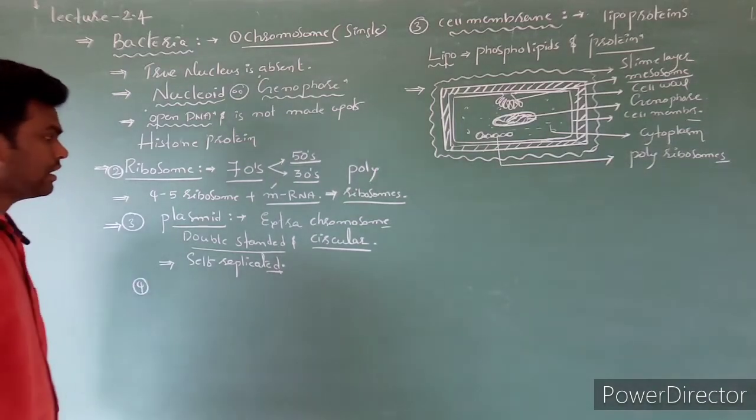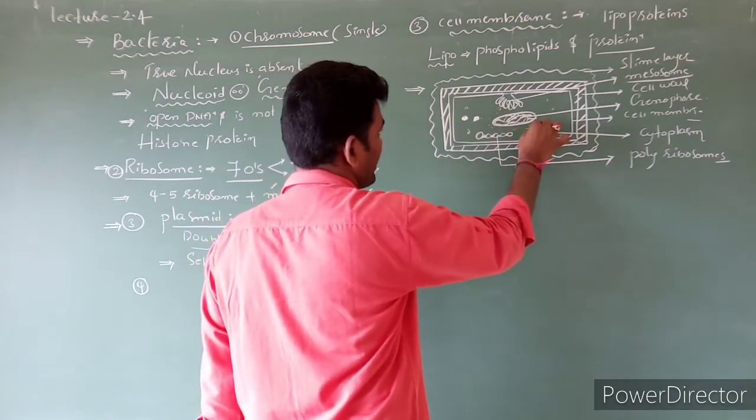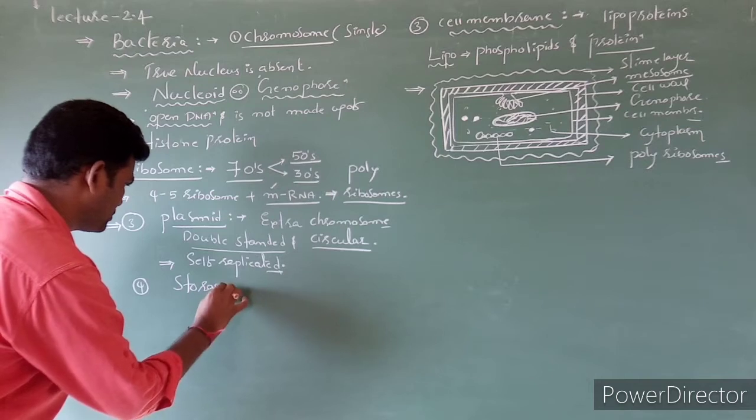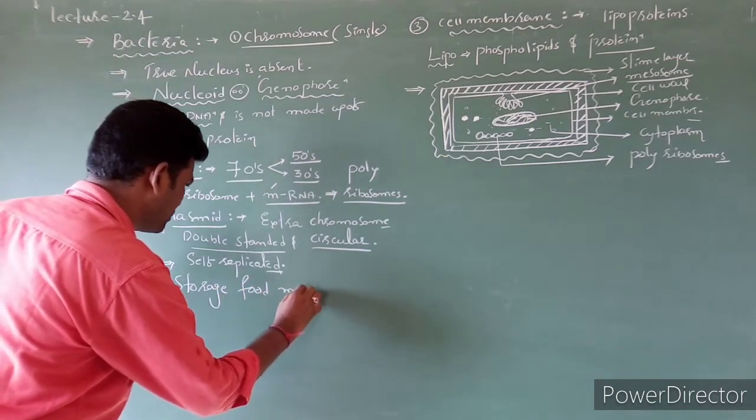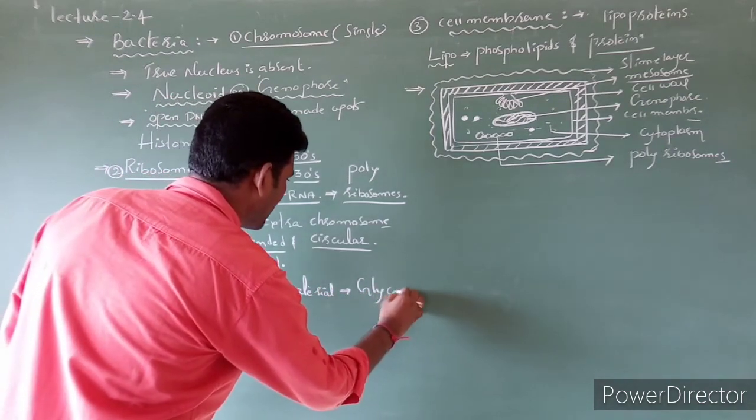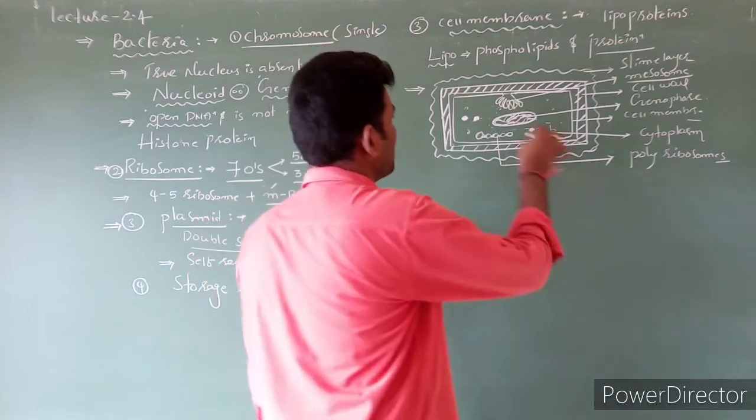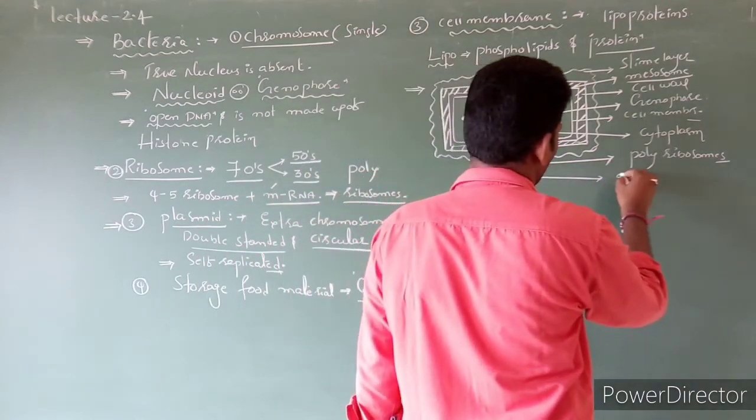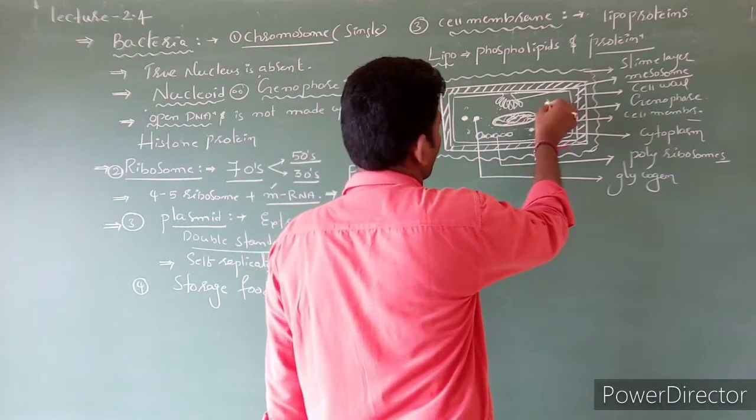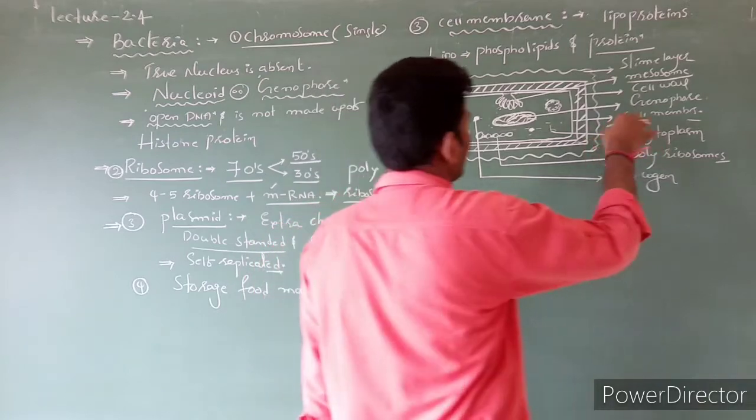Next, in bacteria, small granules are present. These are dark granules. These are food material. The storage food material is glycogen. Plasmids are double-stranded circular DNA. This is plasmid.